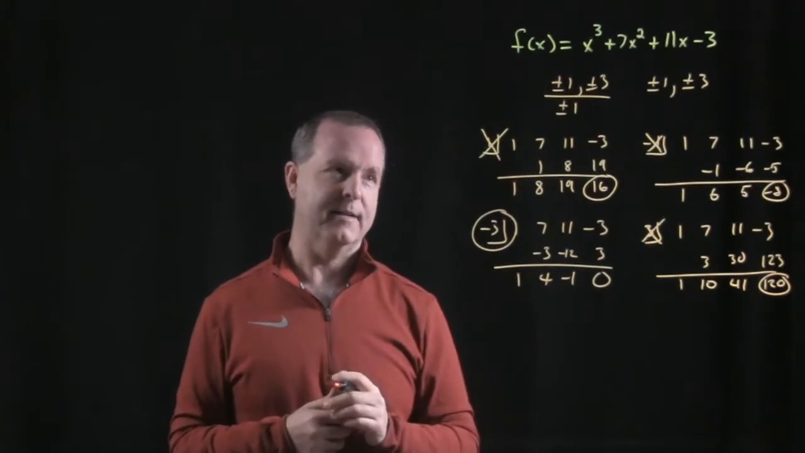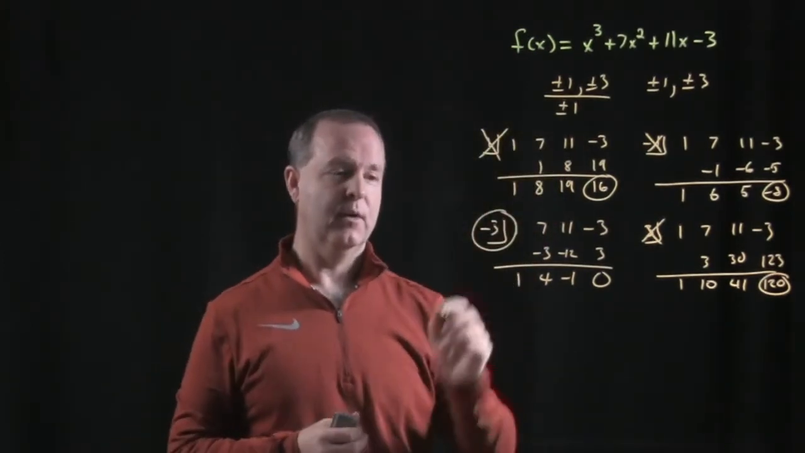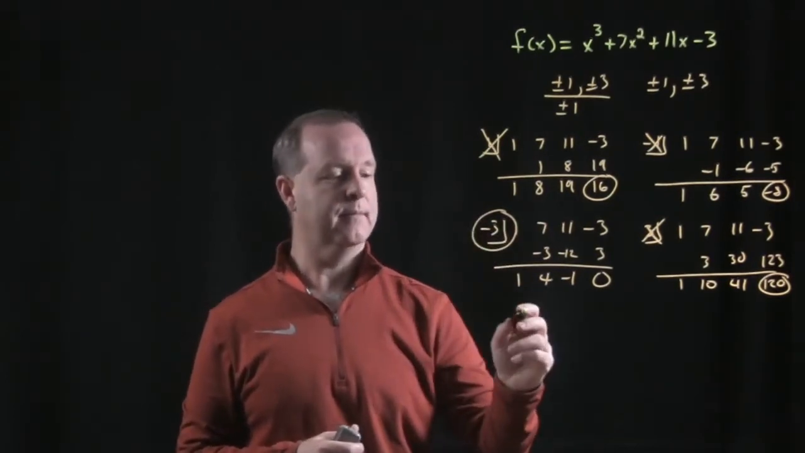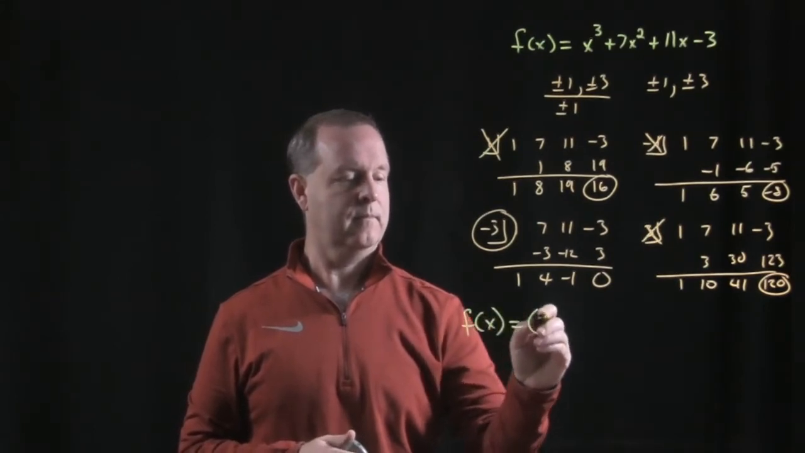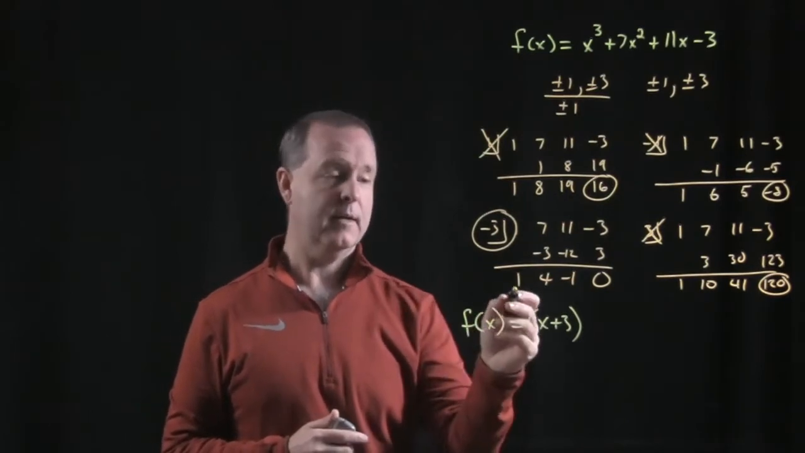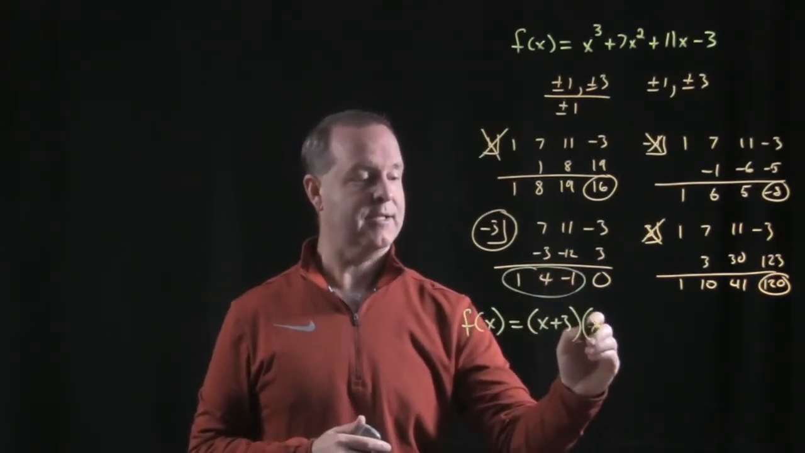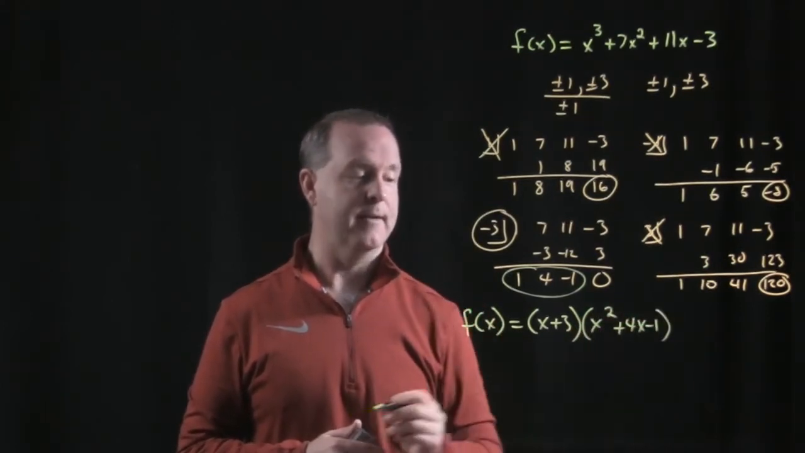So what do I do with that? Well, remember now what I can do is use that as a factor. What's the factor of this one? The factor of this one is an x plus a 3. And the remaining term is all embedded right there. So I have an x squared plus a 4x minus a 1.